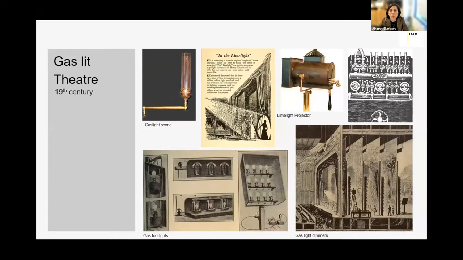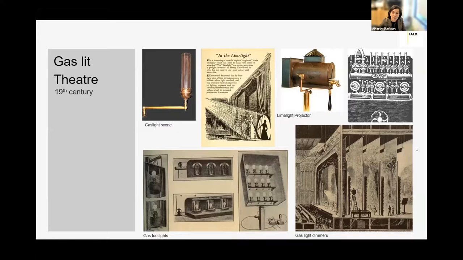But there were also some innovations that happened during that time. One of them is the limelight projector, where the expression "in the limelight" comes from, a kind of focused projector that we meet mostly in the UK. In France it was the arc lamp that dominated and created that strong accent, the strong spot effect. Also, gas had the benefit of a valve, so by turning the valve you could control the flow of gas and effectively dim the lights.